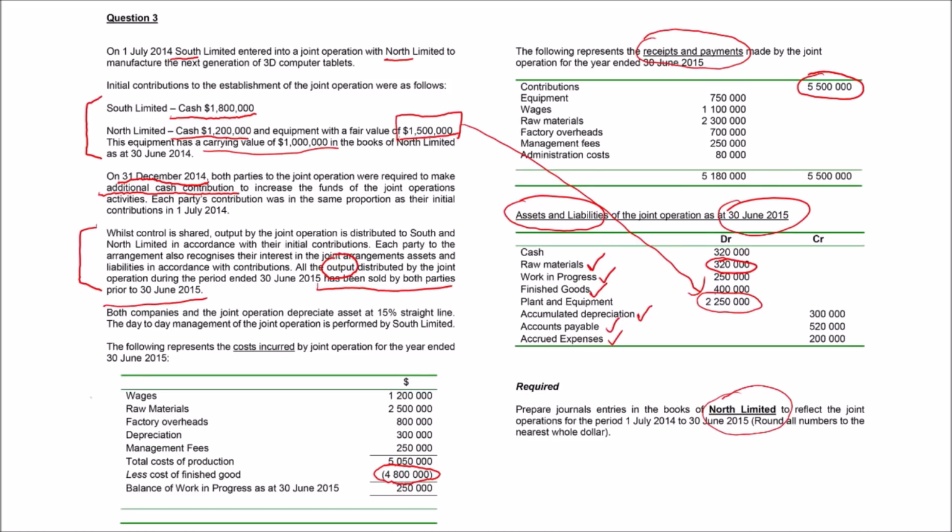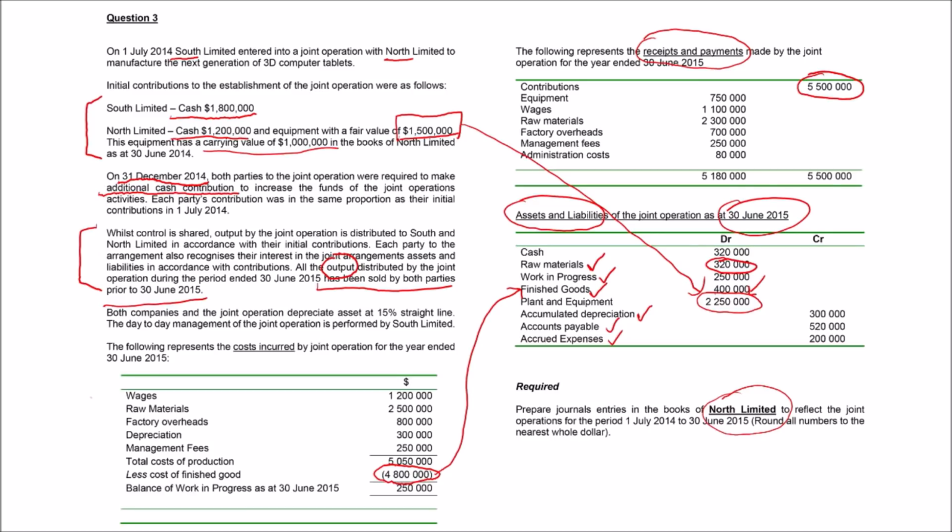So this is the amount actually finished by the joint operation. But just because they have finished it, that doesn't mean that they have distributed it to the joint operator. We need to compare this $4.8 million to the finished goods of $400,000, because finished goods are the ones being kept on the balance sheet, being kept in the joint operation. So the difference there would be the amount of goods actually distributed to the joint operator.